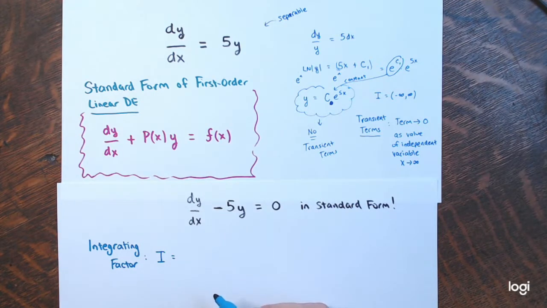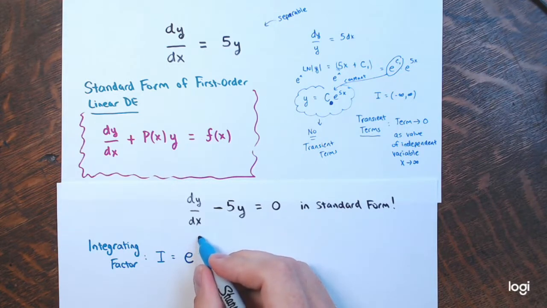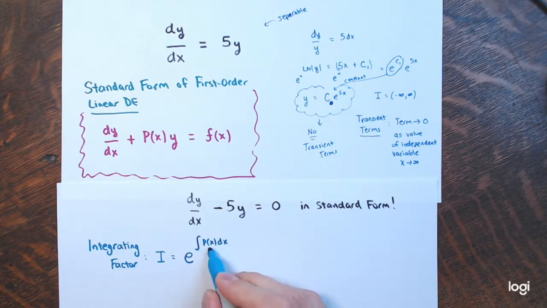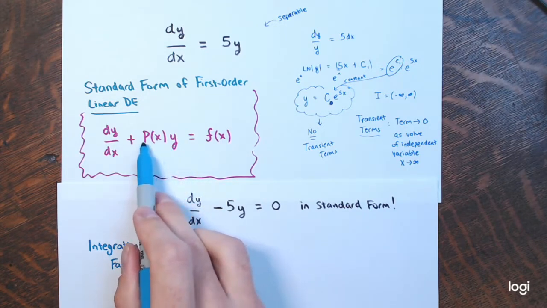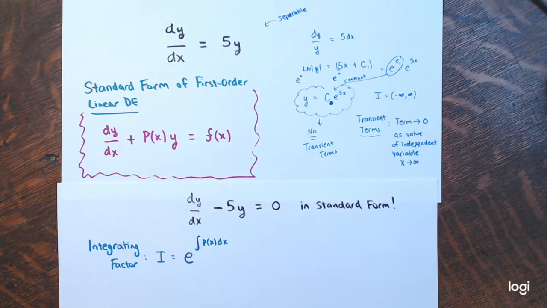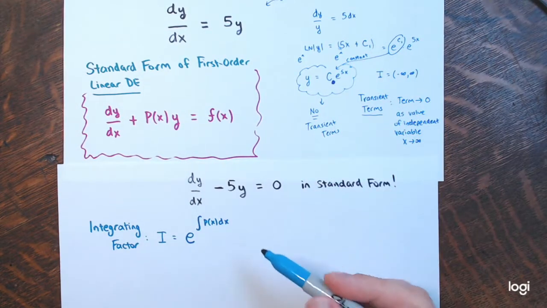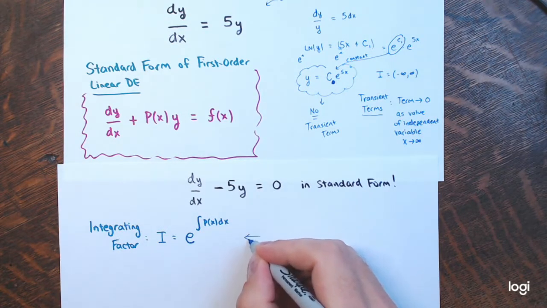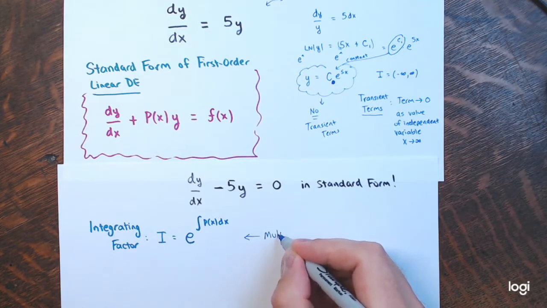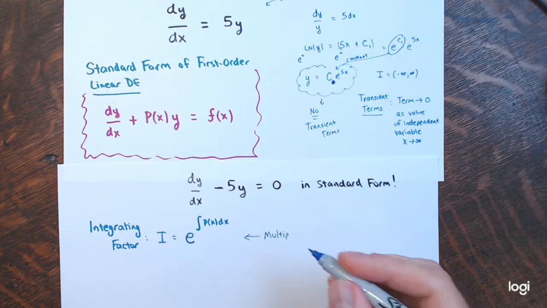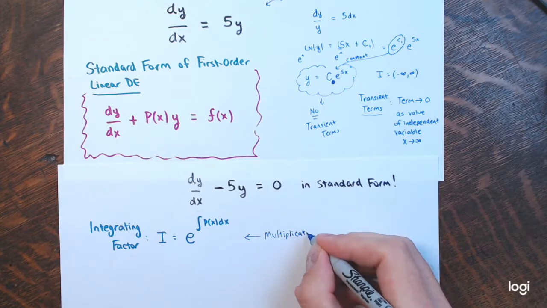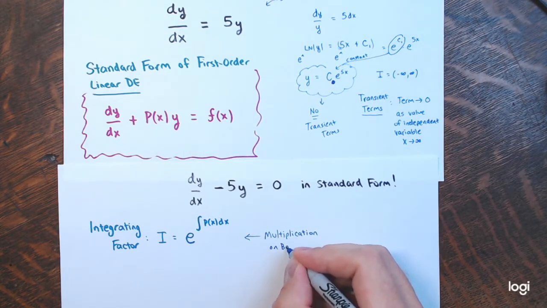And the integrating factor is going to be e raised to the integral of p of x dx, where p of x is just the coefficient of y when it's in standard form. And what you do with this is you multiply both sides by this integrating factor, and you'll see how it helps in a second. Again, I'm going to do 3 examples of this, so hopefully you see what's going on after 3 of them. Multiplication on both sides by this.